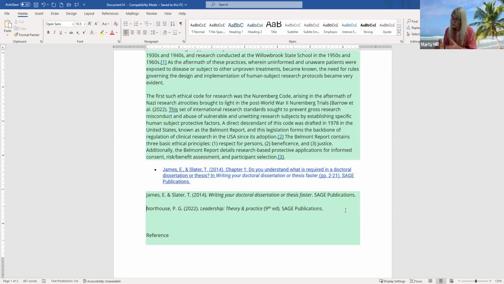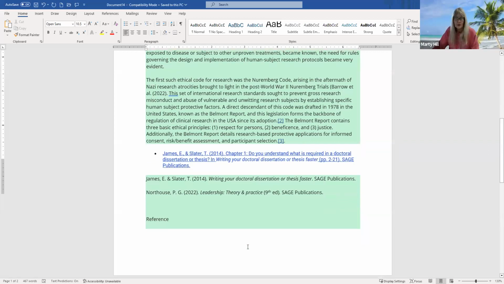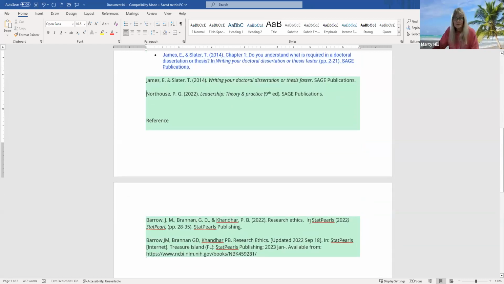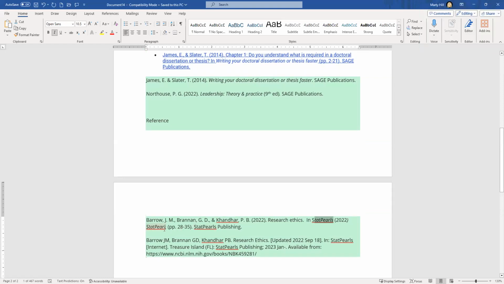But the Stats Pearl that you brought up, that is an edited book. Each chapter is written by a different author. That is the case where you would provide the page numbers. Yeah.